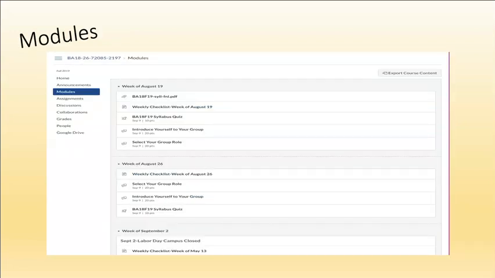You can see that it's organized by weeks, and under each week there is a checklist of the activities that you have to complete for that week. It includes both the activities for that week plus a couple of weeks in advance so you can keep track. There's the syllabus quiz, which is one of the assignments that is due. Introduce yourself to your group and select your group role. And then if you look at the week of August 26th, you have the assignments repeated there so that it's easy for you to find the assignments that you need to complete.